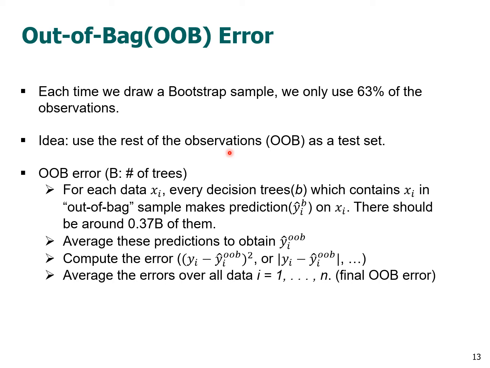As a result, to evaluate the performance of the entire random forest, we compute the error of the out of bag data. Each time we draw a bootstrap sample, we only use 63% of the data, and the remaining 37% becomes out of bag data. So we use the rest of the observations, the OOB data, as test data.